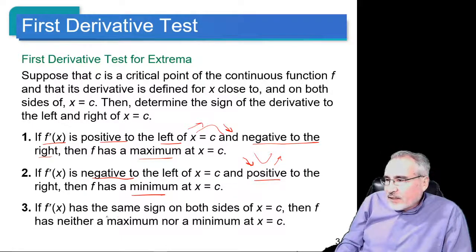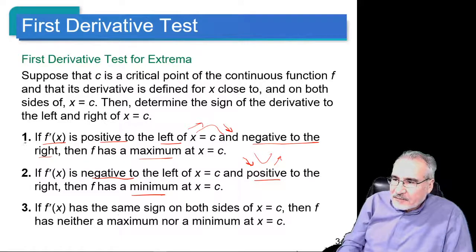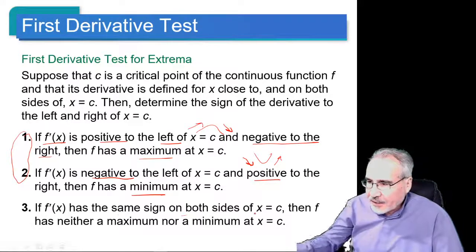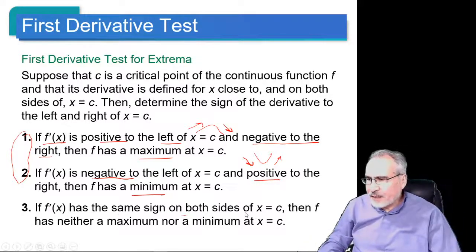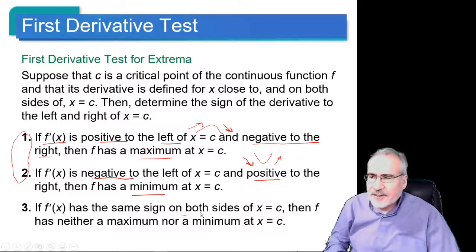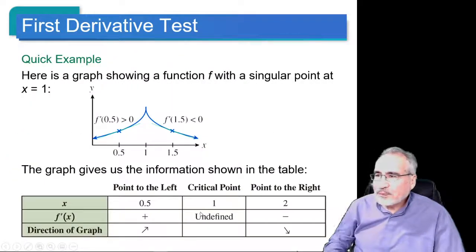And then, if it's the same sign on both sides, then it's neither a maximum nor a minimum. That could happen in certain cases, I guess. But we're going to really focus on minimums and maximums. We'll take a look at that later. Okay, but there's instances where that could happen.